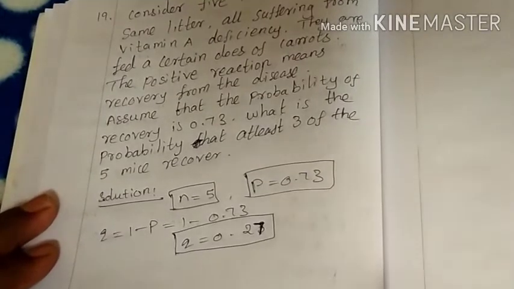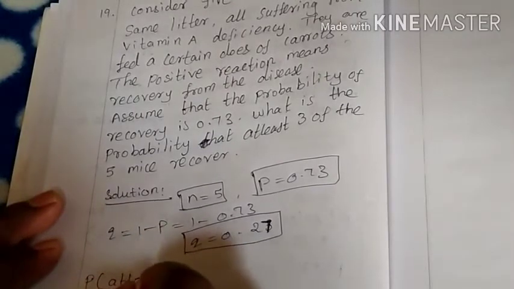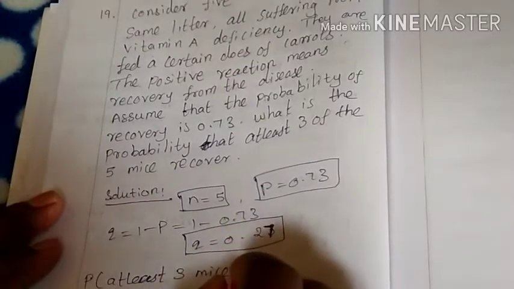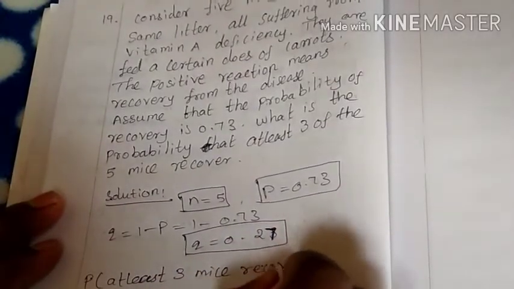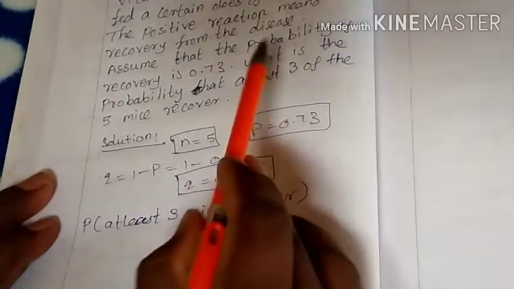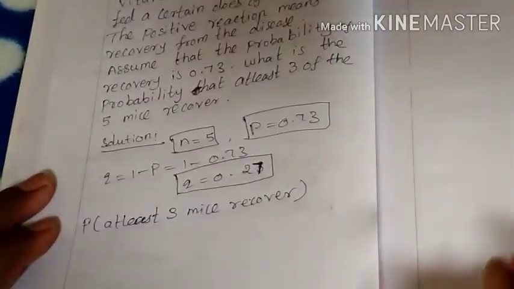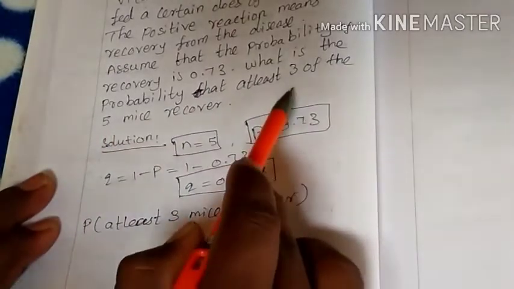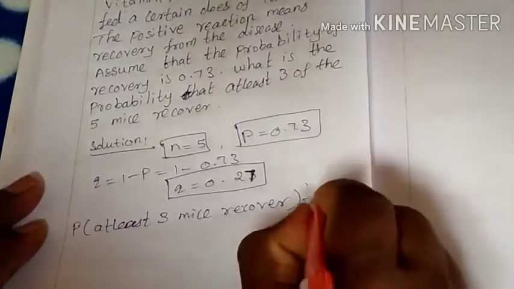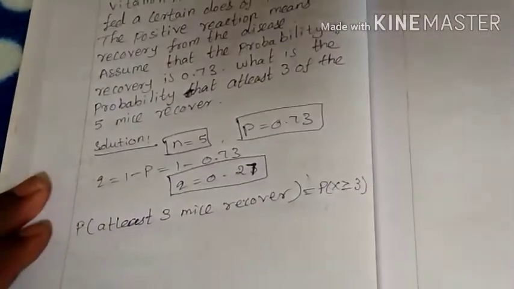Next, the question is the probability that at least 3 mice recover. What is the probability that at least 3 of the 5 mice recover? Out of 5, only 3 mice recover. This is your question. So it is equal to P of x, where at least represents the greater than or equal to sign. So P of x greater than or equal to 3.